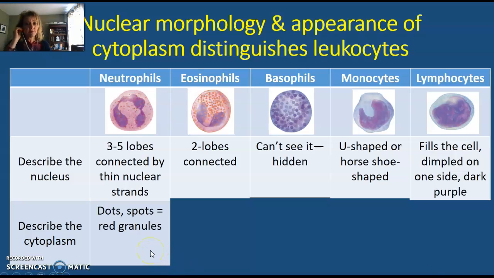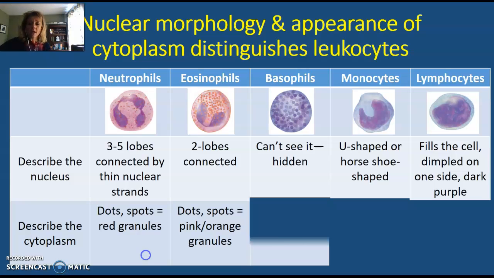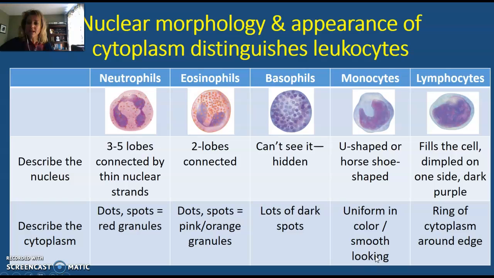The cytoplasm then of the neutrophils looks like it's filled up with these red granules, whereas eosinophils are kind of like a coral color, like pinky orange in color. The basophils have lots of dark spots. And then the monocytes have very smooth looking, homogeneous cytoplasm. And then the lymphocytes have that little ring of cytoplasm close to the outside of the cell.